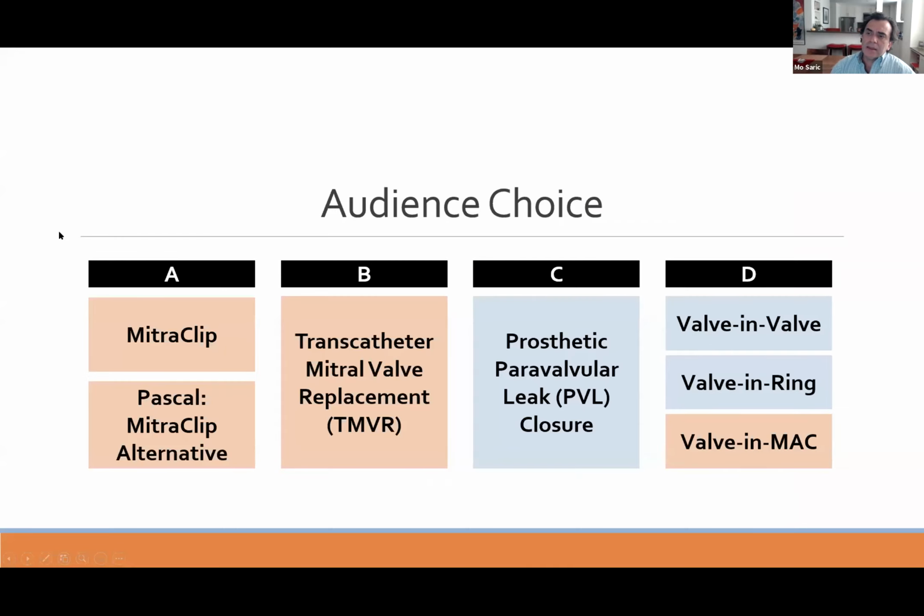So now let's look at them one by one. And if this were a live audience, I would ask the audience to choose whether they would like to have MitraClip or standard edge-to-edge repair, or maybe PASCAL as the MitraClip alternative. We can discuss transcatheter mitral valve replacement or TMVR of a native valve, PVL closure, or intervention for surgical valves and repair, such as valve-in-ring, or valve-in-MAC, or mitral annular calcification.